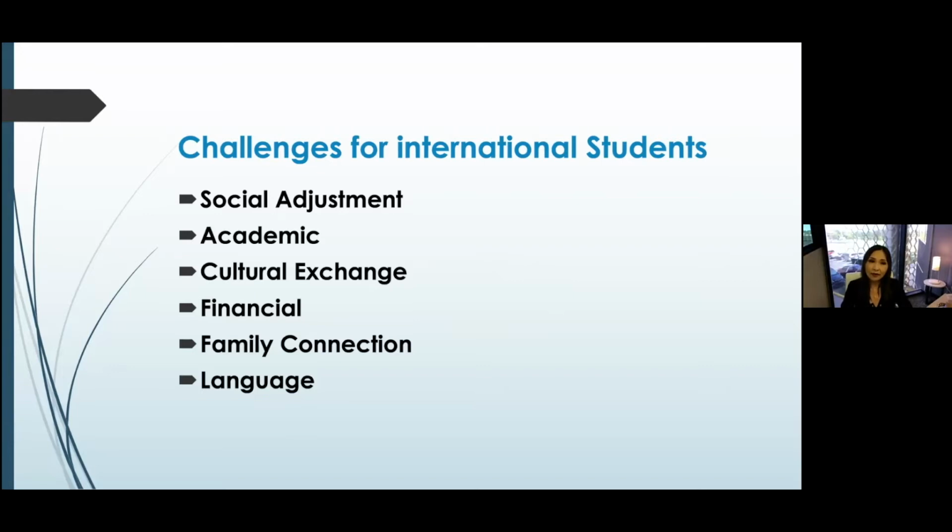First of all, I think there are a lot of challenges for all international students. For example, the first one, social adjustment. You are away from your home country, away from your native language. When you step onto the United States, English is most likely not your first language. Possibly it will be your second or third language. So how do you feel more comfortable speaking English with Americans? That's quite a challenge.